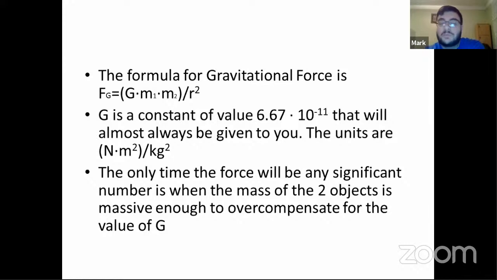The formula for gravitational force is big G times m1 times m2 over r squared. Big G is a constant and it has a fixed value. M1 is the mass of object 1, M2 is the mass of object 2, and r squared is radius squared. Radius squared is the distance between the two objects, but it always goes from the center of mass of the two objects. So for example, the center of mass of the Earth is the center of the Earth. So it's always the distance from the center of the Earth to whatever other object it is.